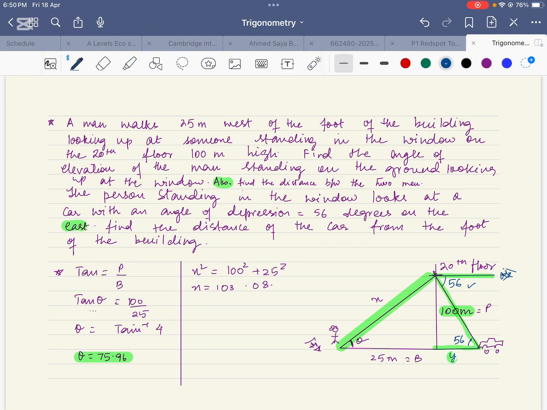So what are we going to apply? We are again going to apply tan. Tan 56 is equals to P upon B. We need B, which is y. Let's cross multiply. Y is equals to 100 upon tan 56. The answer is 67.45 meters.